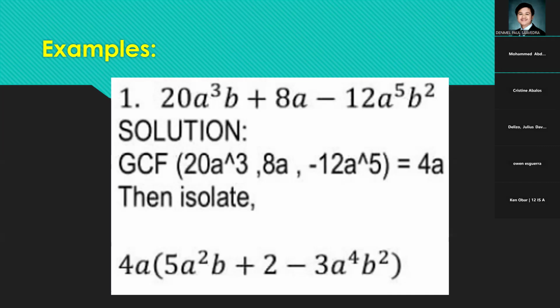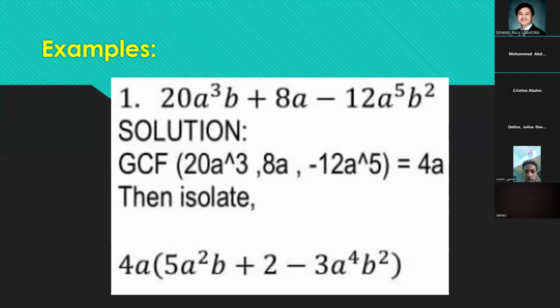I will let you analyze, and then just give me a thumbs up once it's clear to you. If not, just let me know so that I could explain more. So GCF means greatest common factor. So we factor out whatever we can factor out in that expression. In this case, we were able to factor out 4 for the number and then a for the variables.